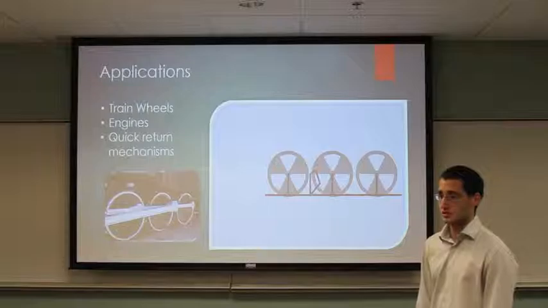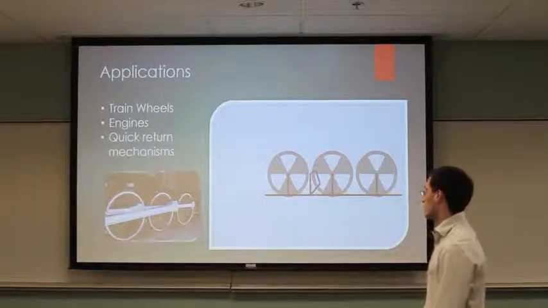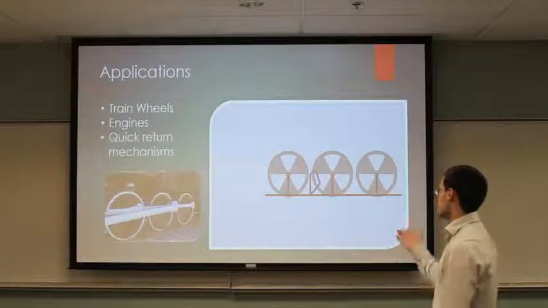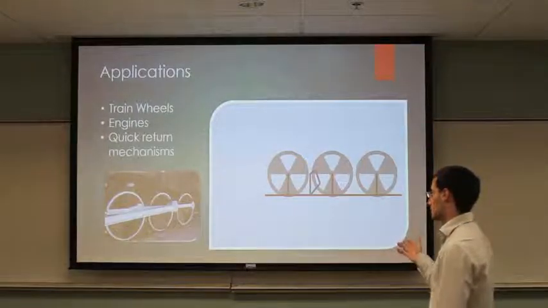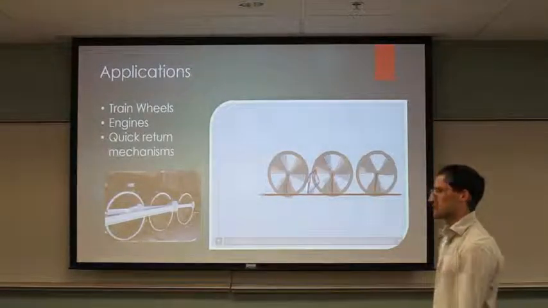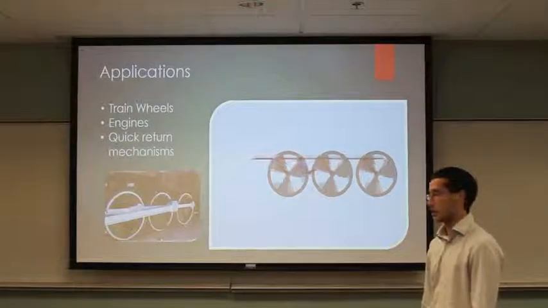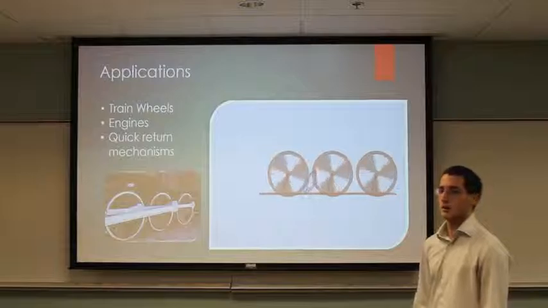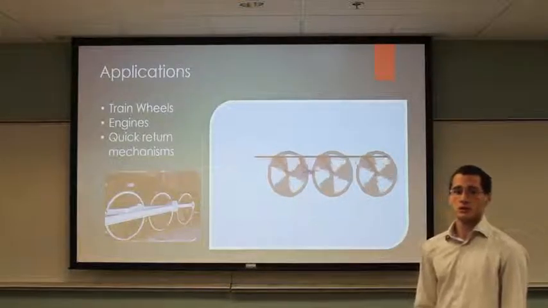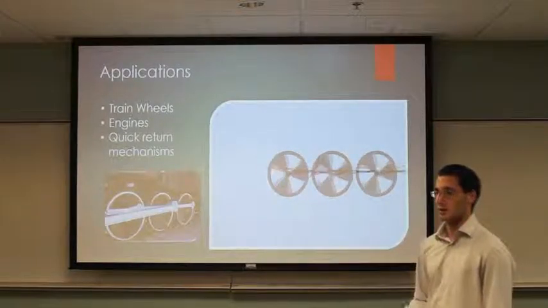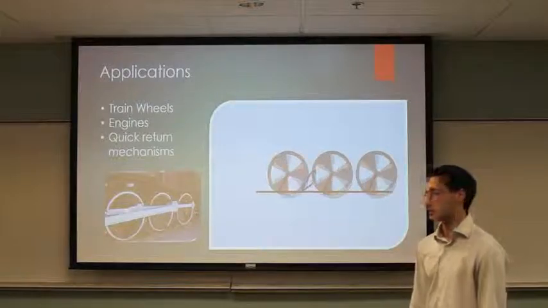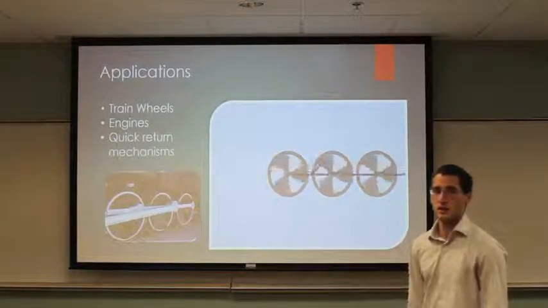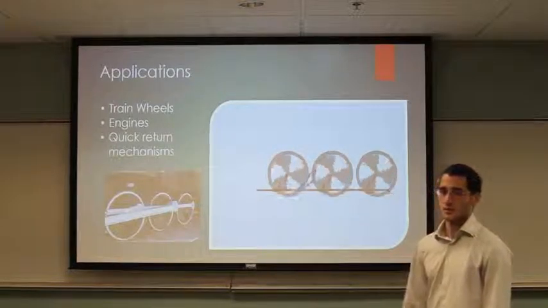For our particular system, we chose to animate and show one of its applications through the use of train wheels, shown in this animation here. But there are several different applications which it could have. For example, quick return mechanisms are common uses for double crank mechanisms where an additional link could be added to one of the shafts, as well as engines, and just generally any mechanical system could take advantage of a double crank.